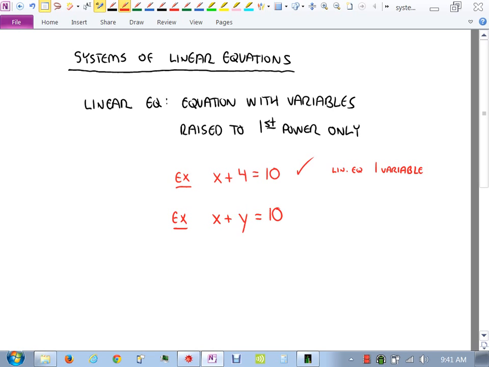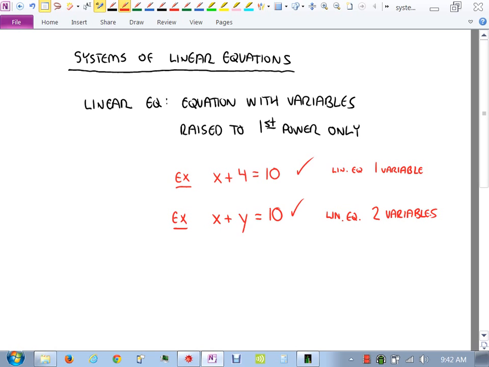Now, first of all, is that a linear equation? Yes, it's an equation. It has variables in it. Each variable is only raised to the first power. So that is a linear equation, but it's not a linear equation in one variable. It's a linear equation in two variables.